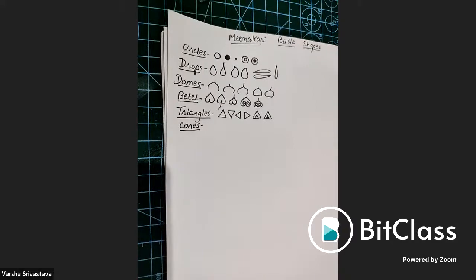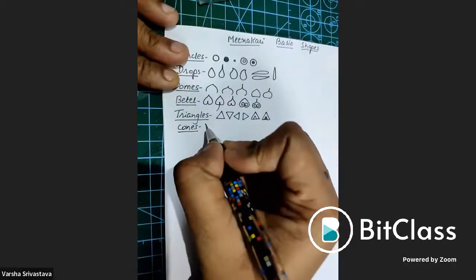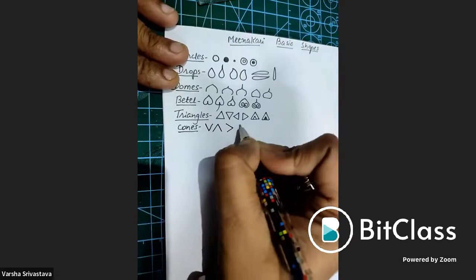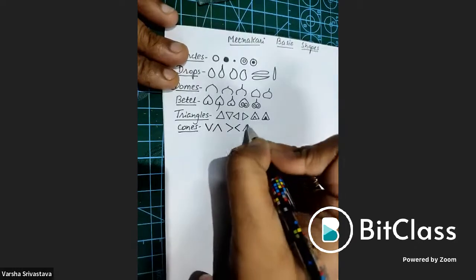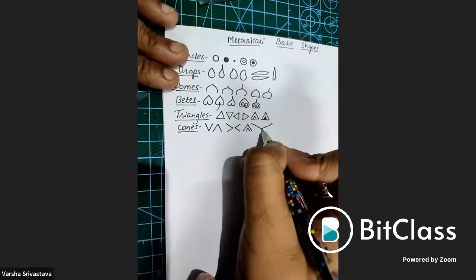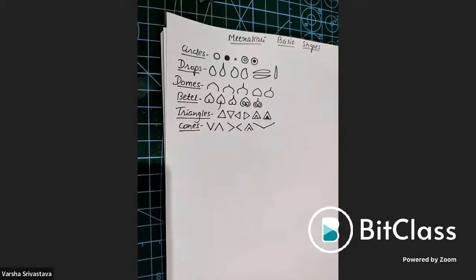Okay, for making the cones, just make a V, make it upside down, make it sideways, left and right, and then make a cone and make another cone inside this, and then make a broad cone like this. Okay.